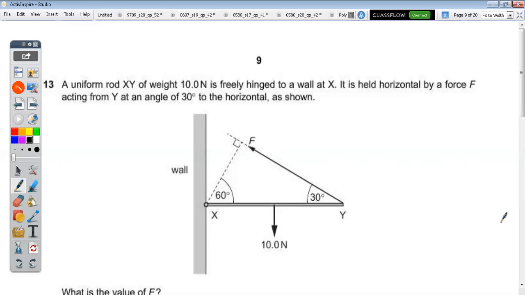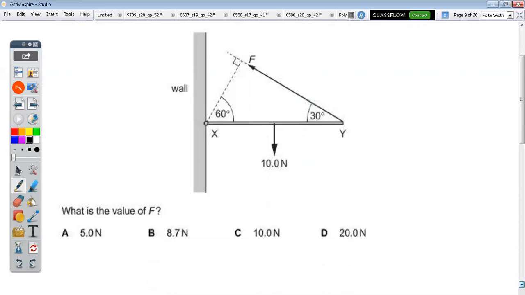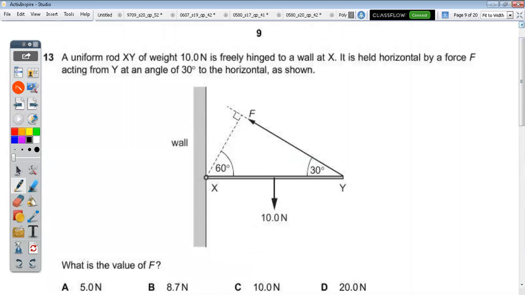A uniform rod XY of weight 10 newtons is freely hinged to a wall at X. It is held horizontal by a force F acting from Y at an angle of 30 degrees. Okay, like that. Let's see the physics behind. What is the value of the force F?